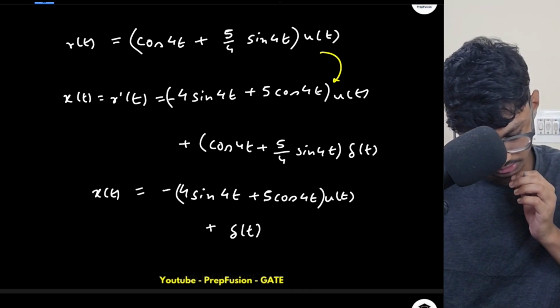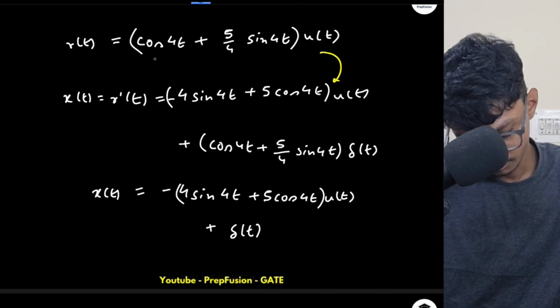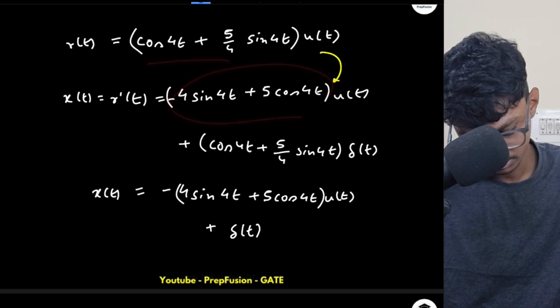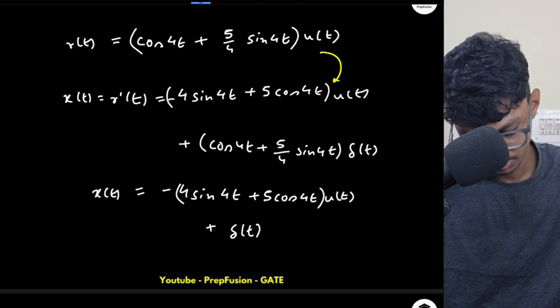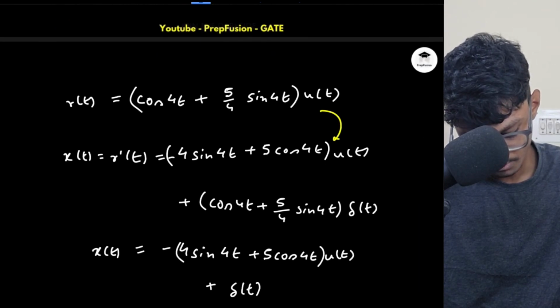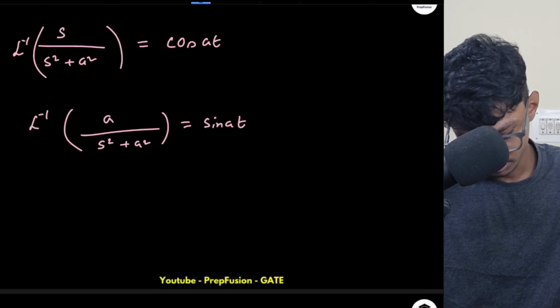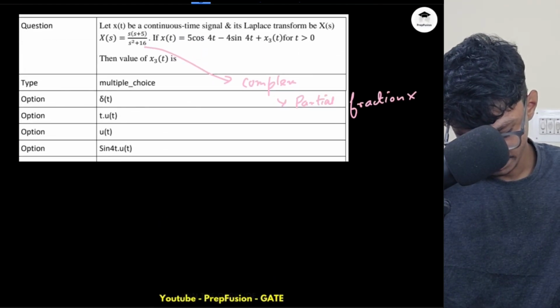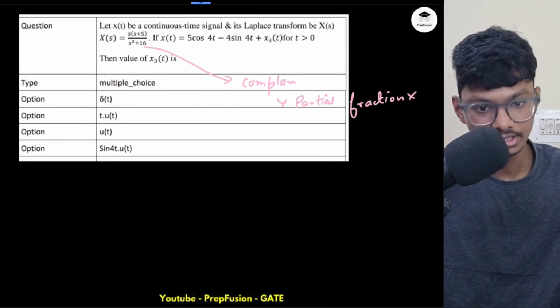Just hold on, I will check if everything is correct or not. First I differentiate this, then I keep this one as it is and write the other one. Yes, it is correct. So it will be delta of t. So your answer will be option A, delta of t.